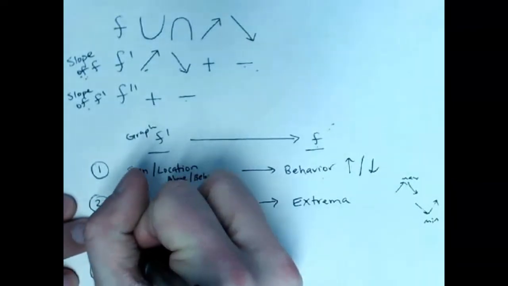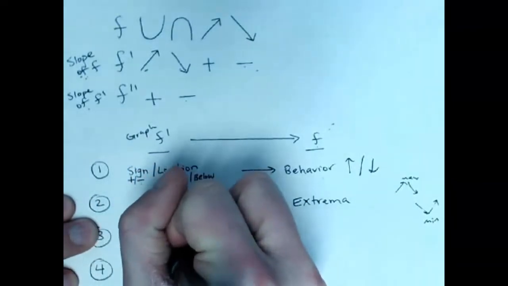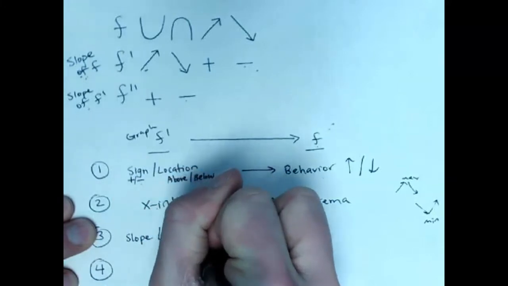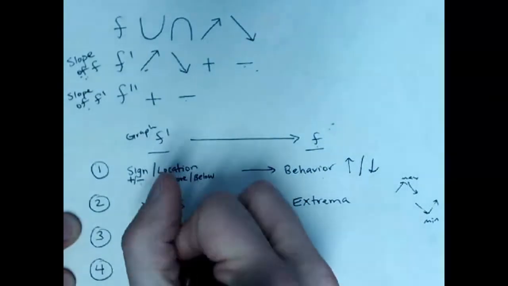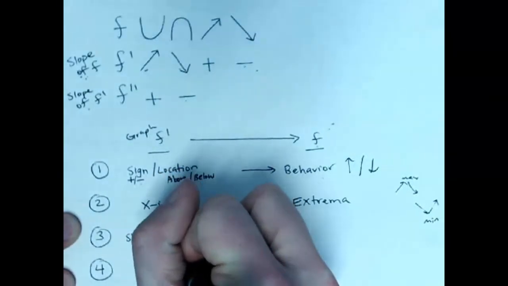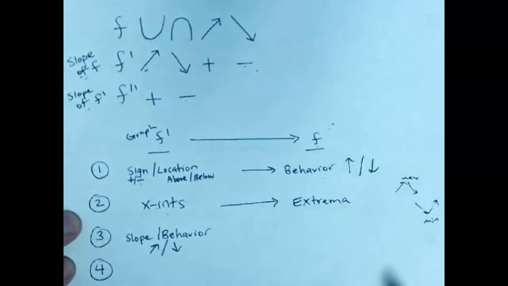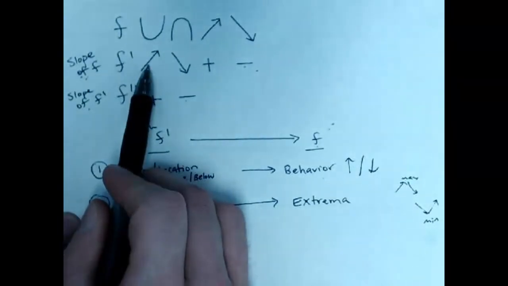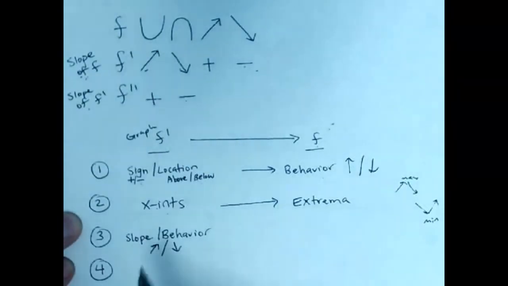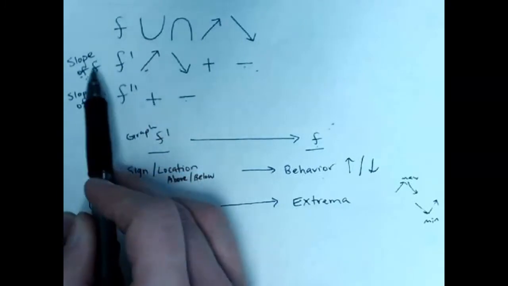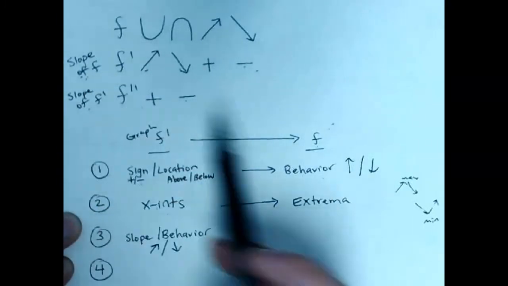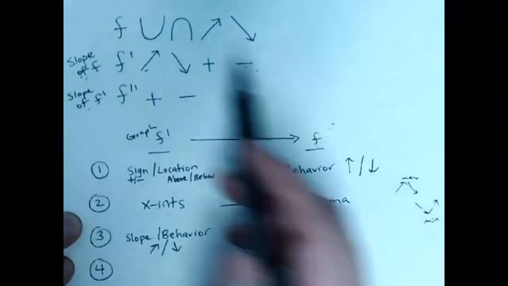Okay, next we could look at the slope, or we could look at the behavior of that first derivative. Slope and behavior, those are interchangeable words, right? So here I'm looking at, is f prime increasing or is f prime decreasing? If the first derivative is increasing, right? If the first derivative has a positive slope, that means your second derivative is positive. If f prime is increasing, that means f prime has a positive slope. That means your second derivative is positive. That means f is concave up.